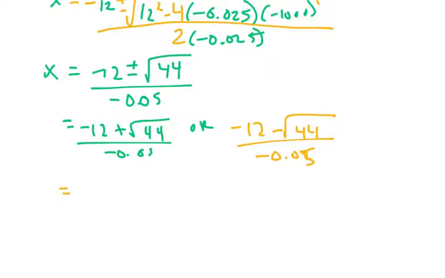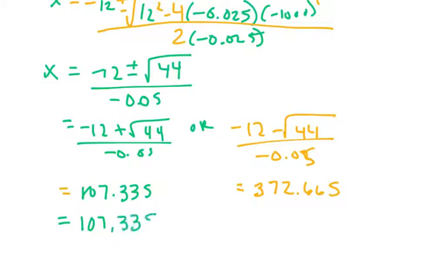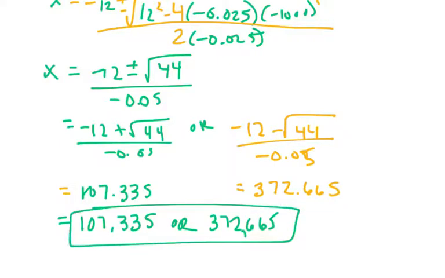Those values officially work out to be, for this first one here, 107.335. And then for this second one, we get 372.665. Now, of course, these are answers that are actually in the thousands, so our answers are going to be 107,335 or 372,665. And that's units that should be produced in order to make $1 million.